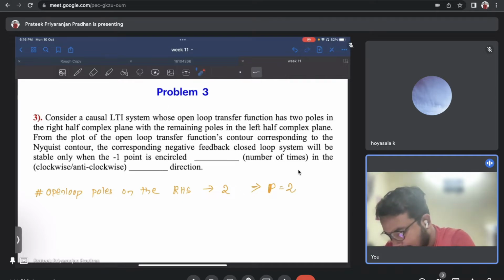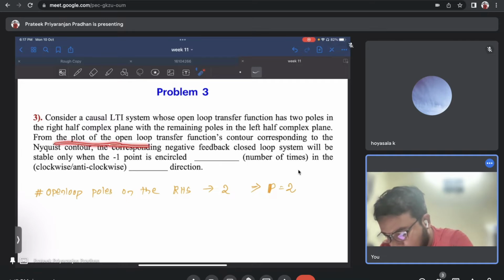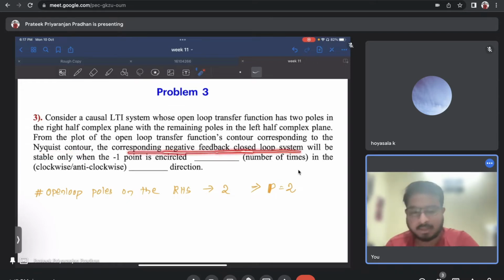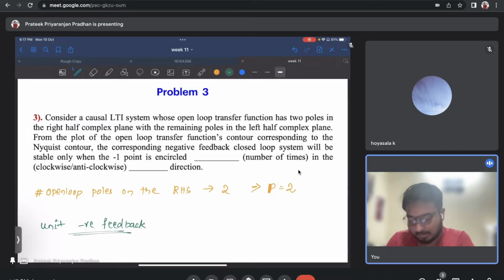Then it says the remaining poles are in the left hand side of the complex plane. For our Nyquist stability criterion, we are not concerned about the open loop poles which lie in the left hand side of the complex plane. From the plot of the open loop transfer function's contour corresponding to the Nyquist contour, with negative feedback. We have more information: it's a unit negative feedback system. Why is this important? Because if it is unit negative feedback, then we can apply the Nyquist stability criterion, like the encirclement about -1.